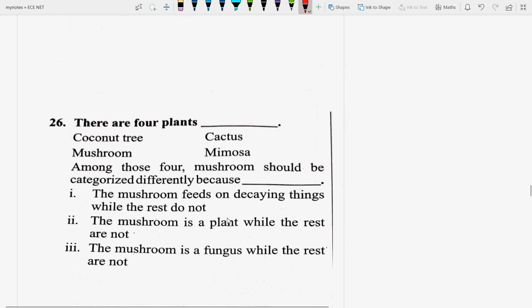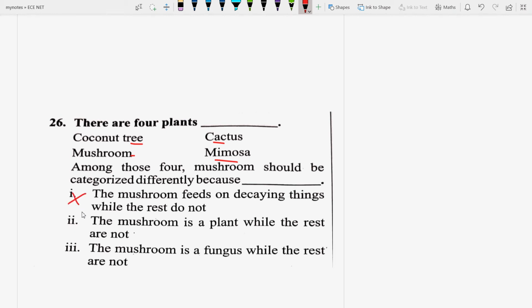Next question is, there are 4 plants: coconut, cactus, mushroom, mimosa. Among these 4, mushroom should be categorized differently because the mushroom feeds on decaying things while the rest do not. The mushroom is a plant while the rest are not. The mushroom is a fungus while the rest are not. See, coconut tree, mimosa, cactus, mushroom. It is said, mushroom, why it is categorized differently? Because does it feed on decaying things?